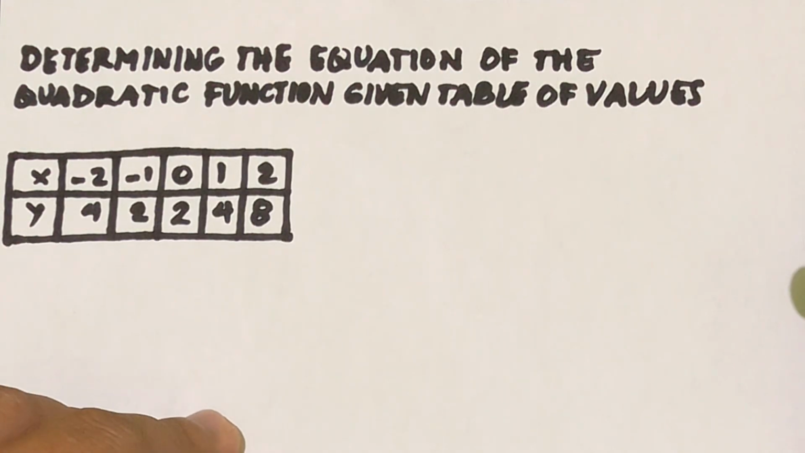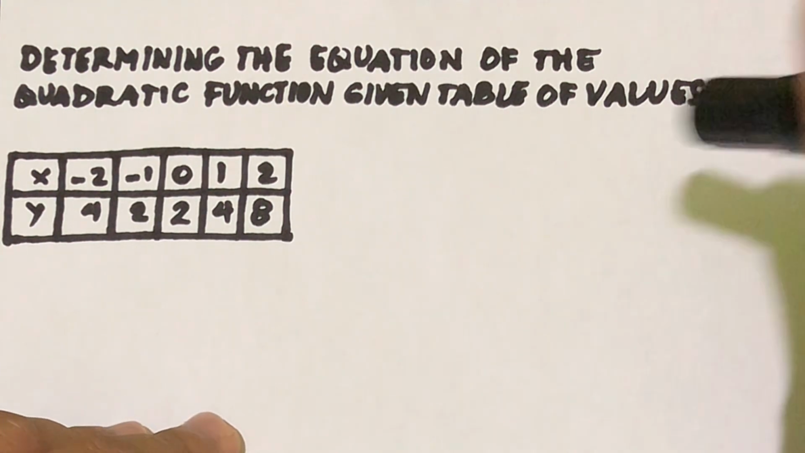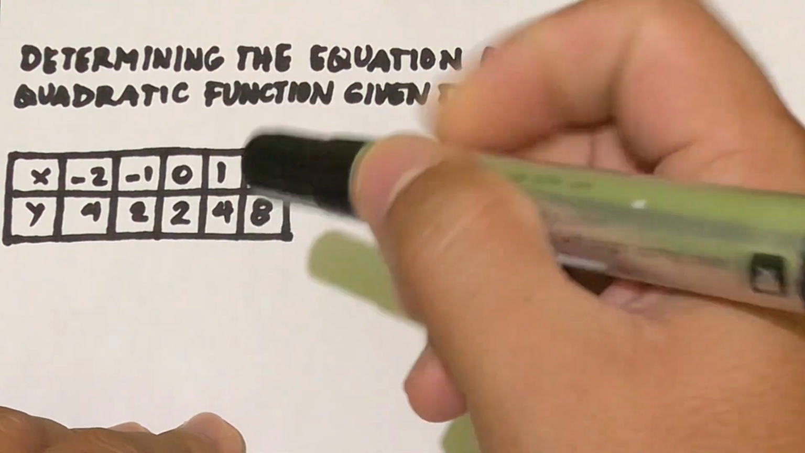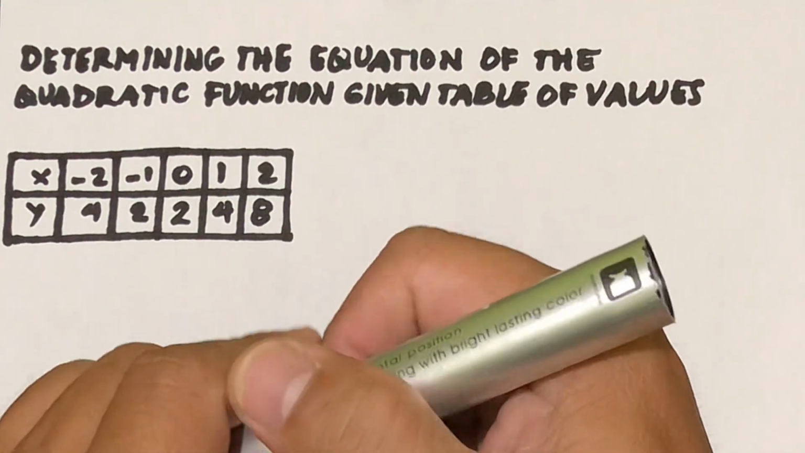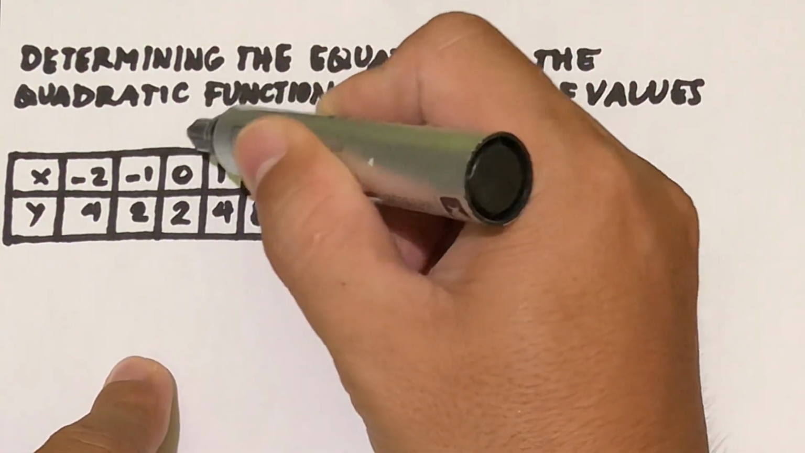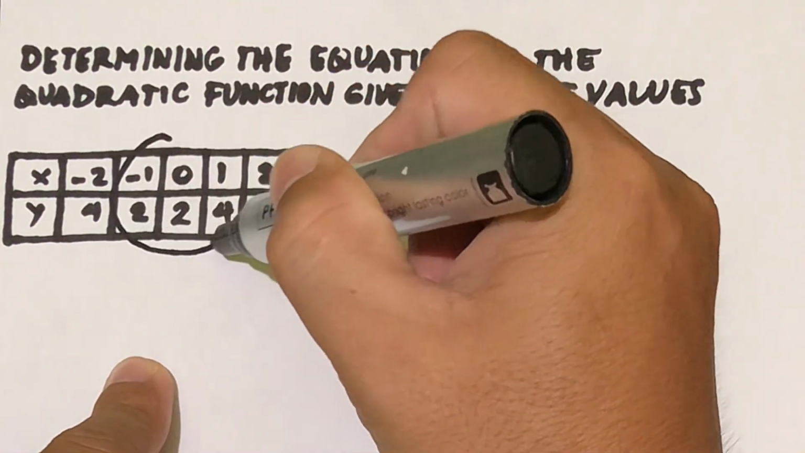For this video, I will discuss how to determine the equation of a quadratic function given a table of values. So I have here an example of a table of values. The first step is we're going to select any 3 points. So let's just select these 3 points here in the middle.